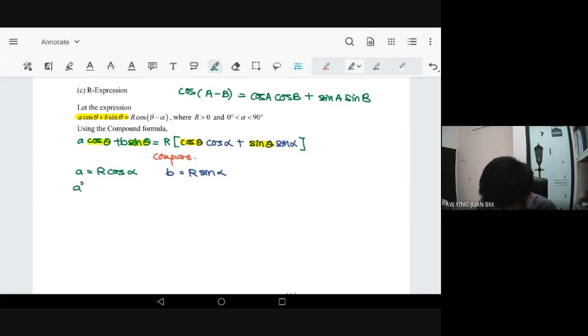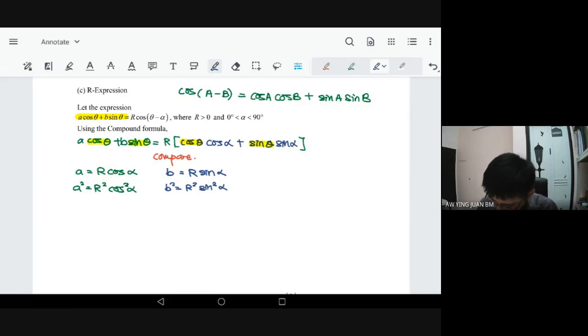A squared is equals to R squared cos squared alpha. Maksudnya saya square both side. Kemudian sama juga dekat sebelah kanan, iaitu B squared is equals to R squared and then sin squared alpha. Okay? Kemudian kita nak cari apa? Kita nak cari R. Okay, you boleh tengok soalan, where R must be greater than 0 and then alpha must in between the 0 until 90 degree. So kita nak cari R.